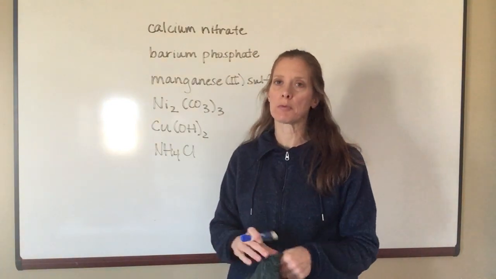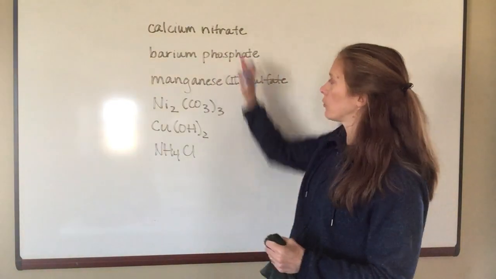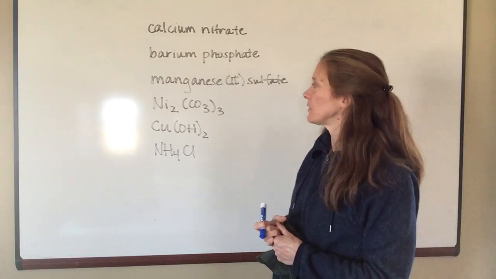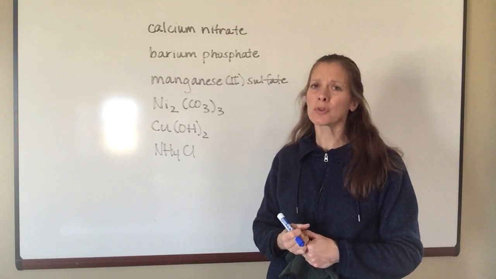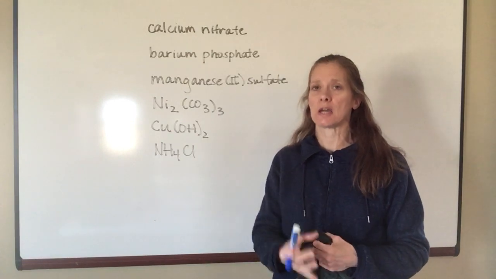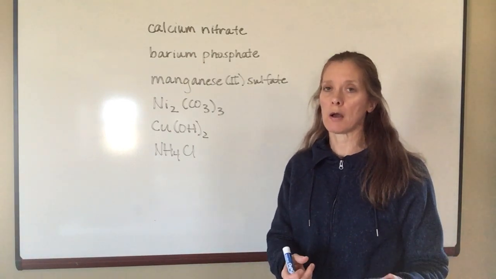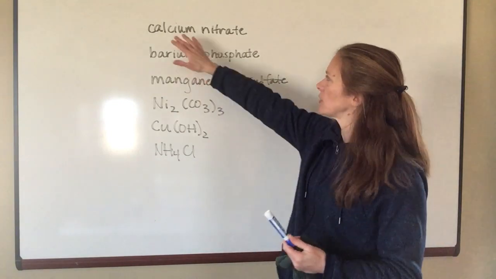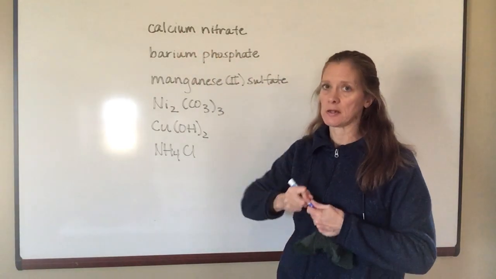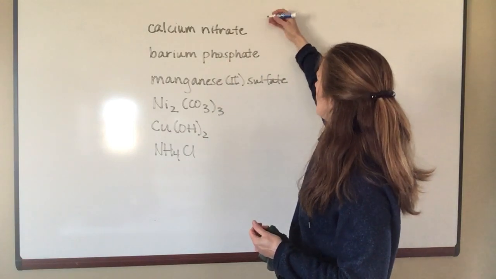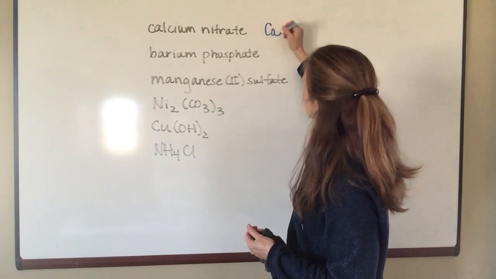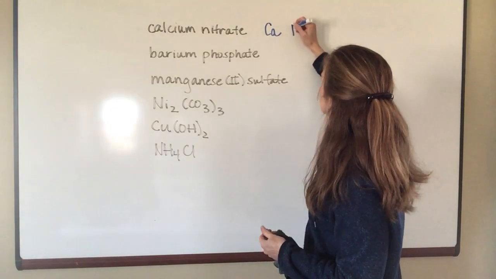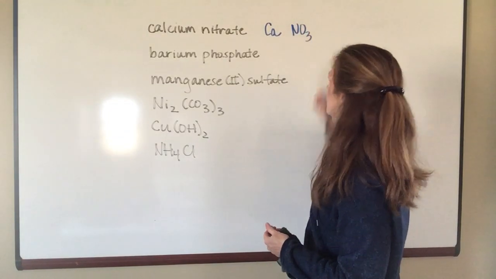Okay, so if you have those memorized, and as you're working on memorizing them, we're also going to work on naming these compounds. Now, naming the compounds and writing formulas for them isn't really any different from anything that you've already done when we wrote formulas for ionic compounds before, because again, these are ionic compounds. So if I look at calcium nitrate, the formula or the symbol for calcium is Ca, and nitrate is NO3.